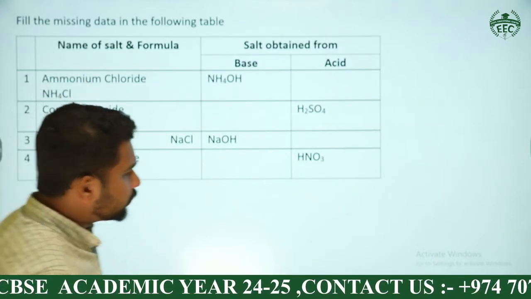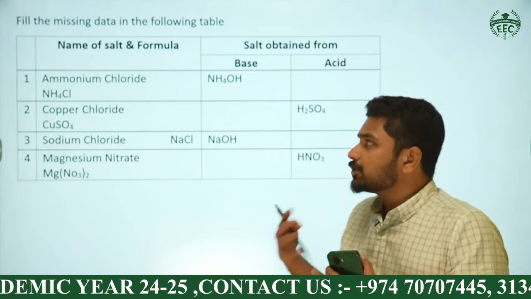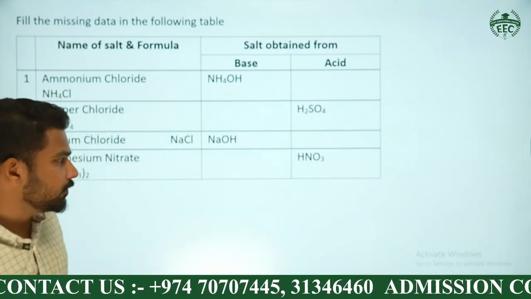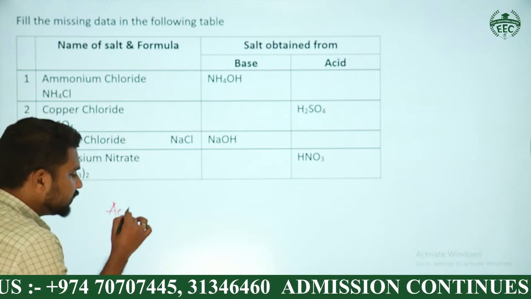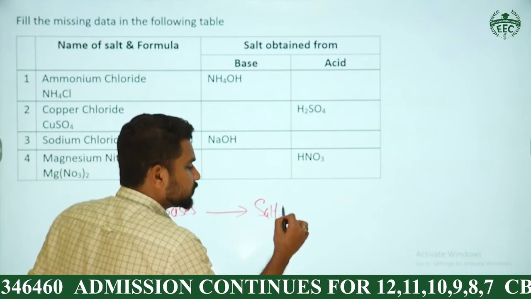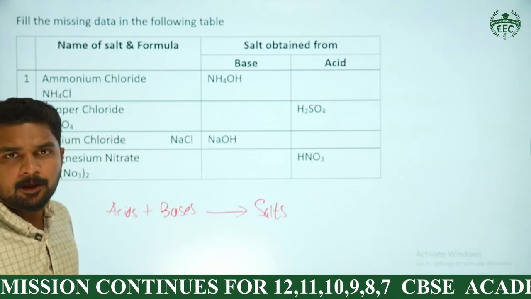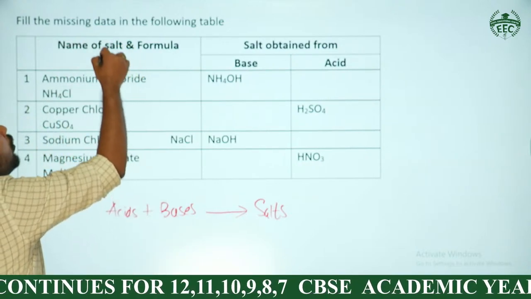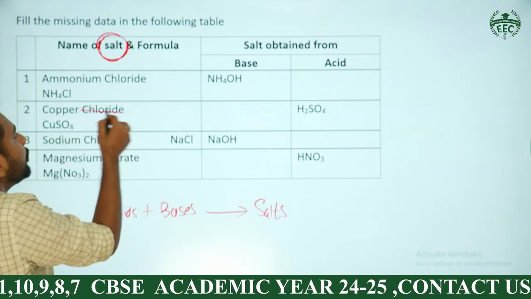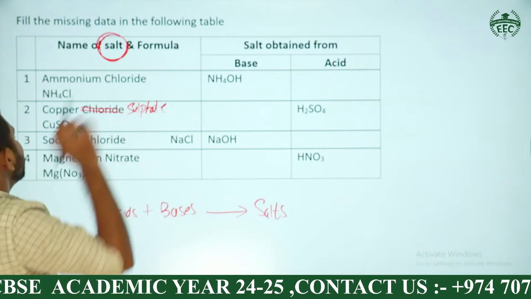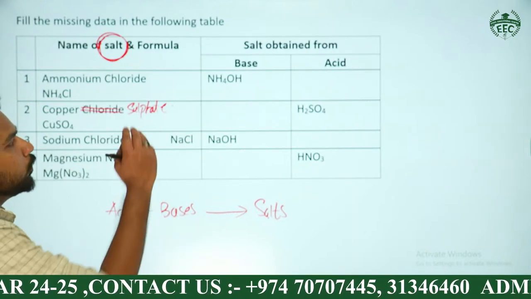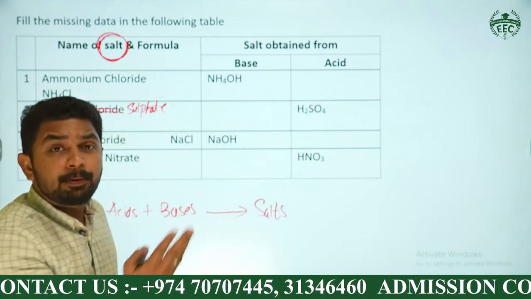Then we can move on to the last question, in which you have to predict the parent acids and bases. You know the neutralization reaction, right? When acids and bases combine, they undergo neutralization and form salts. Here you can see salts are given: ammonium chloride, copper chloride, copper sulfate, sodium chloride, and magnesium nitrate. Then you have to find which are the parent acids and bases.